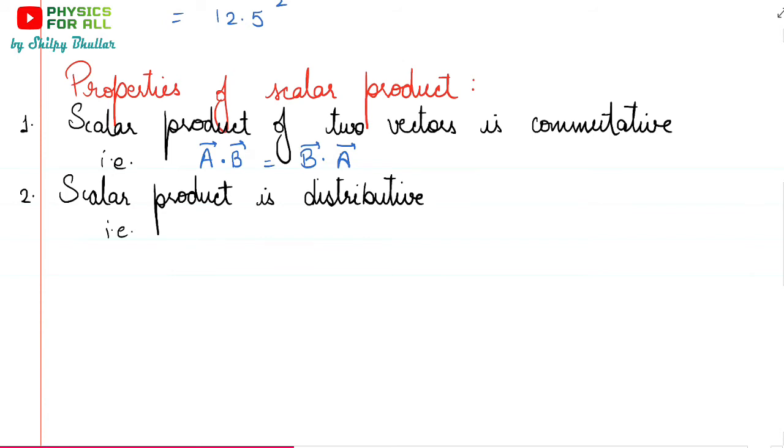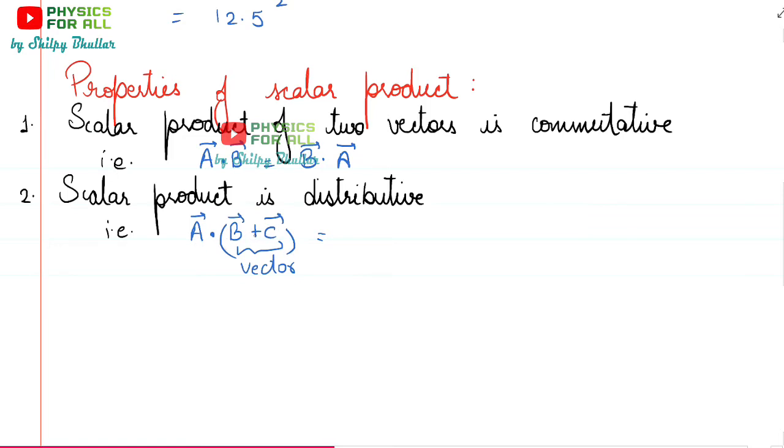The next property is that the scalar product is distributive. Suppose we have three vectors, vector A, B and C. So what is the meaning of distributive? Suppose we add vectors B and C, and then whatever the result is, we take its dot product with A. How will we solve this? First we will add B and C, and then we will take the dot product of that answer with vector A. The sum of two vectors is a vector, but now this is distributive. You can distribute vector A over both B and C. This is the meaning.